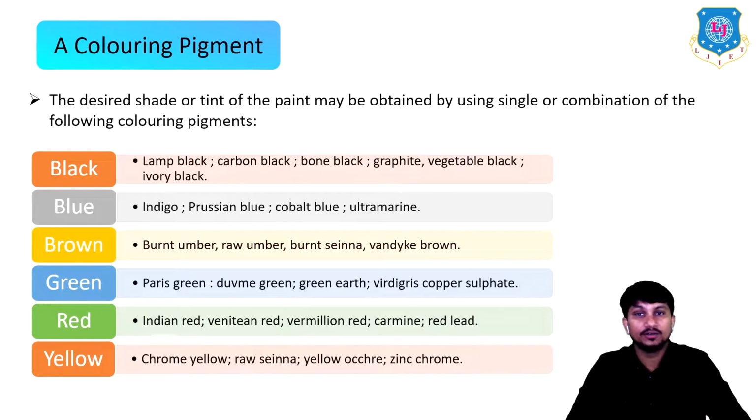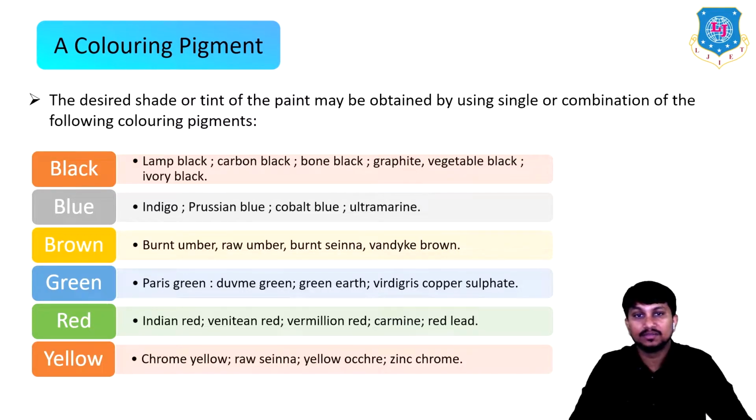The desired shade or tint of the paint may be obtained by using a single pigment or a combination of the various types of pigments. If you require black color, the black should be made with the help of a combination of various pigments like lamp black, carbon black, pine black, graphite, vegetable black, ivory black, etc. Blue can be made by a combination of pigments like indigo, ocean blue, cobalt blue, ultramarine, etc. Brown can be made by burnt umber, raw umber, burnt sienna, Vandyke brown, etc.